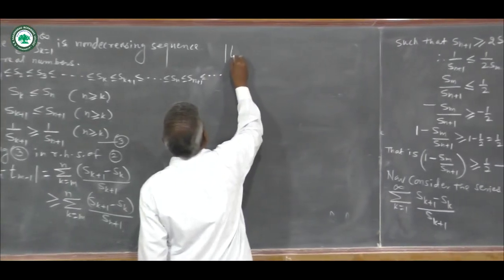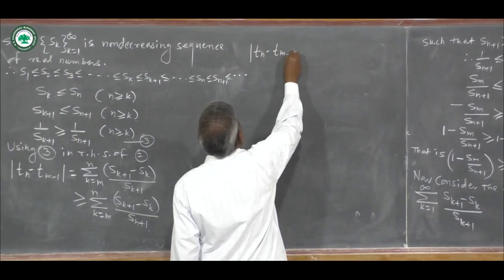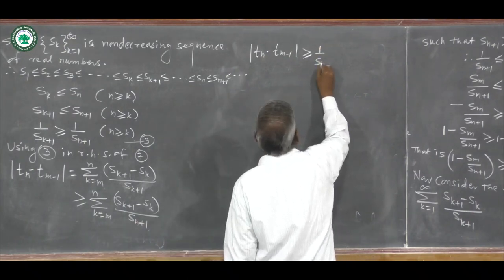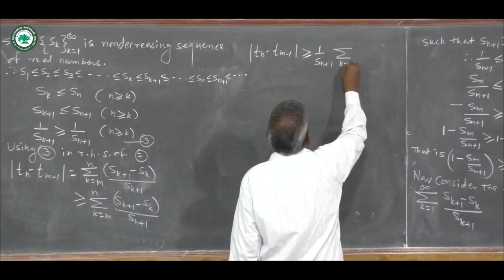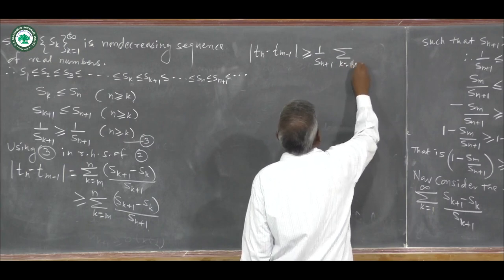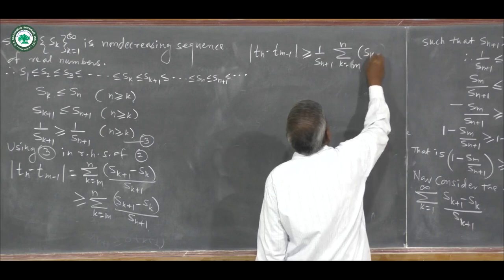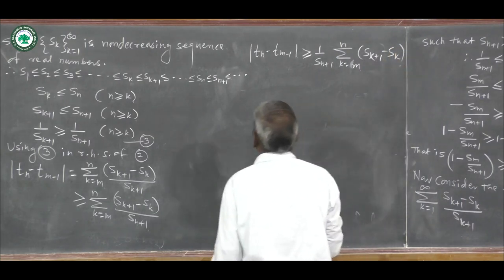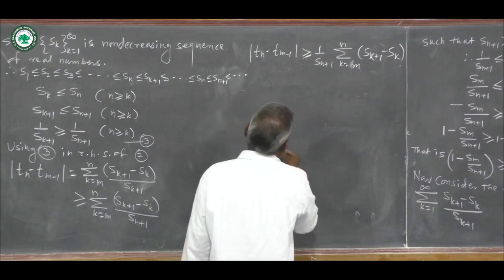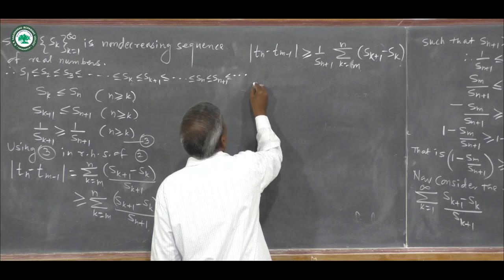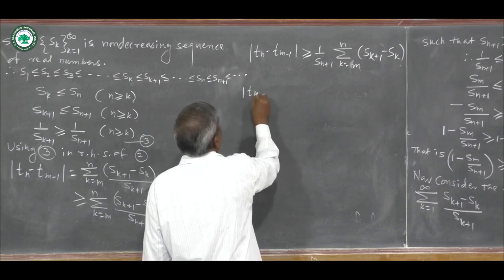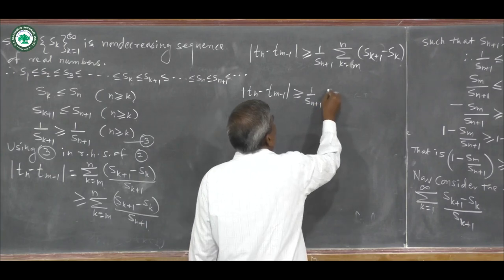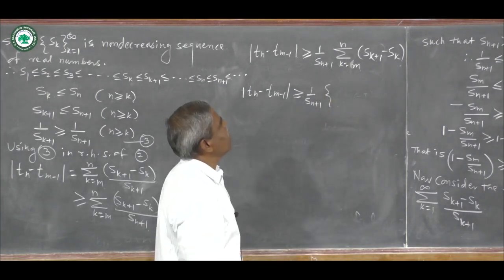Modulus of Tn minus Tm minus 1 is greater than or equal to 1 upon Sn plus 1 into summation k is equal to m plus 1 to n of (S suffix k plus 1 minus Sk), which is greater than or equal to modulus of Tn minus Tm minus 1, is greater than or equal to 1 upon Sn plus 1, and into curly bracket we write k is equal to m.